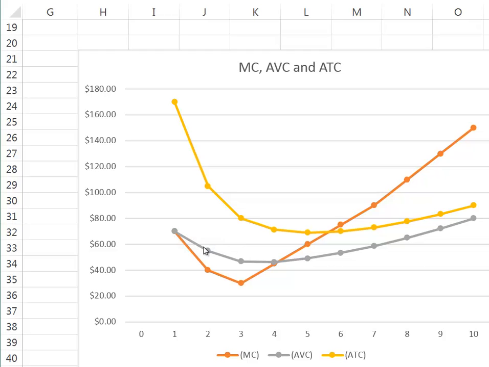So the average variable cost will fall when the marginal is below it, reach a minimum where the marginal is equal to it, and then average variable cost will go up beyond that. Average total cost will fall when marginal cost is below it, reach a minimum point right there, and then average total cost will be increasing when the marginal cost is above it. Hope that helped in terms of the relationship between the different curves.